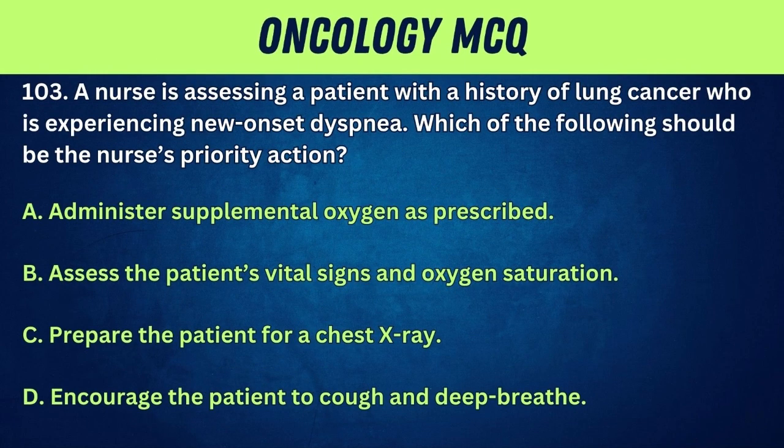103. A nurse is assessing a patient with a history of lung cancer who is experiencing new-onset dyspnea. Which of the following should be the nurse's priority action? A. Administer supplemental oxygen as prescribed. B. Assess the patient's vital signs and oxygen saturation. C. Prepare the patient for a chest X-ray. D. Encourage the patient to cough and deep breathe.